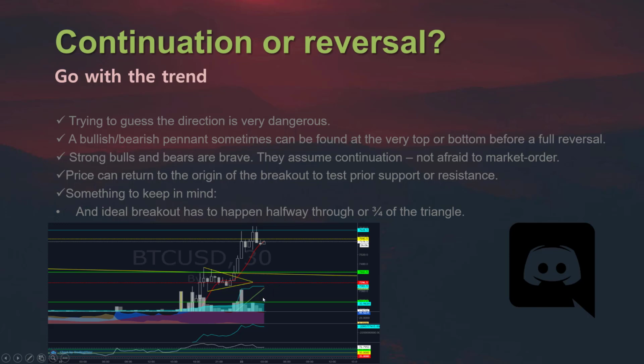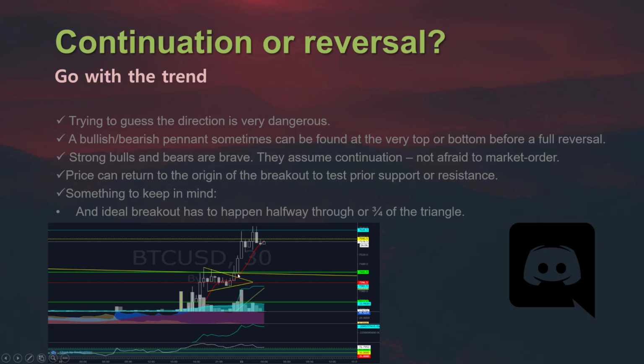So once again, strong bulls and bears are brave, and you have to be brave. They assume continuation, and the majority of the time, okay, listen to this, the majority of the time, a breakout is continuation, not a reversal. These patterns are continuation patterns most of the time. They are not reversal patterns. Do not be afraid to market order once you practice how to identify these and trade them successfully.